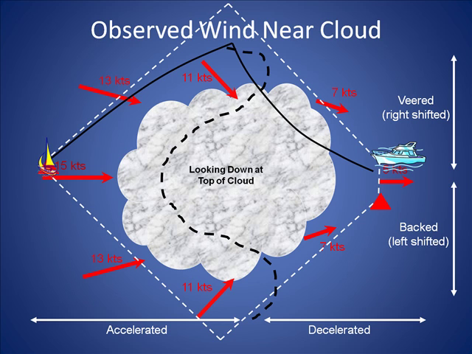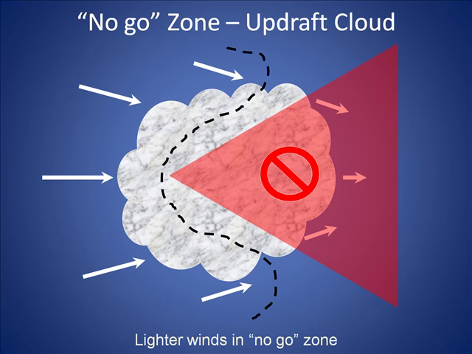However, if you have more of an option of where you can sail around the cloud, you may want to avoid the front side of the cloud in what we're going to call the no-go zone, because this is where the lightest wind in relationship to the cloud is going to occur.